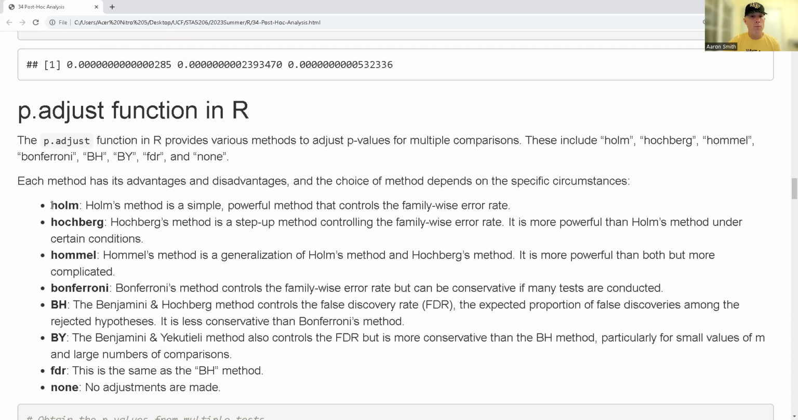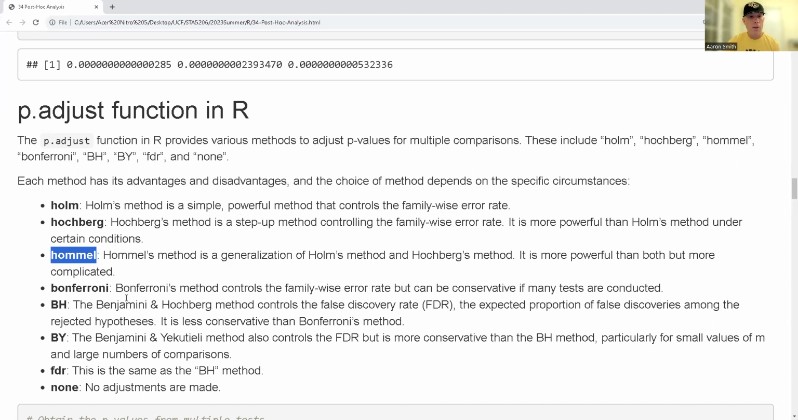So we have Holm's method. It's a simple, powerful method that controls the family-wise error rate. The Hochberg method is a step-up method controlling the family-wise error rate. It is more powerful than Holm's method under certain conditions. Hommel's method is a generalization of Holm's method, and Hochberg's method is more powerful than both, but it's more complicated. But good thing for us, we can just let R do all that complicated stuff.